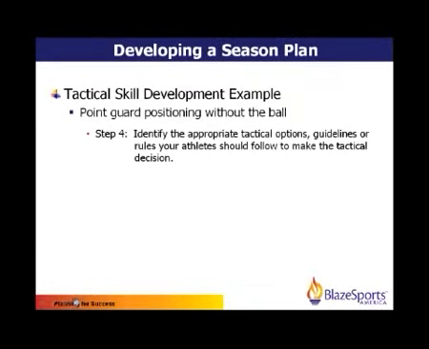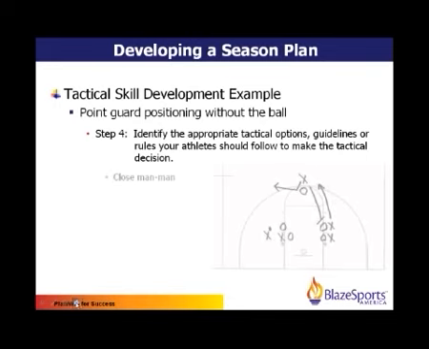And step 4, identify the appropriate tactical option, guideline, or rules your athlete should follow to make the tactical decision. Now in this diagram, you see that the defense at the point is playing a close man-to-man. And if they're playing close man-to-man, the point guard should read that cue and do one of two options. They should either pick away, which you can see the option to the right of the screen, or they should create a passing lane by moving in, getting chair position, and moving out so they can receive a pass with their outside hand.